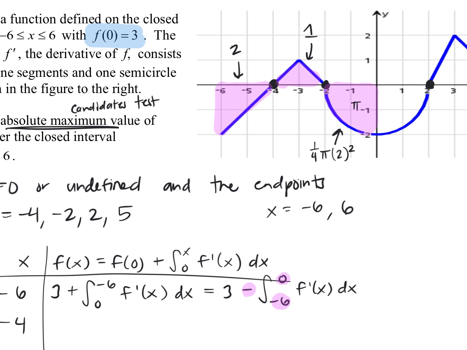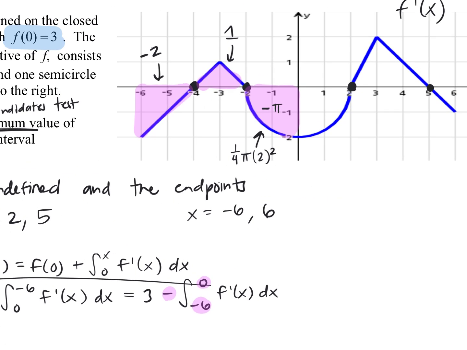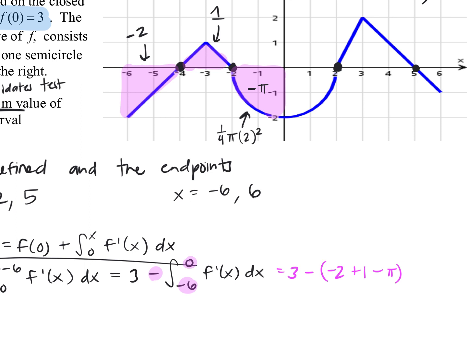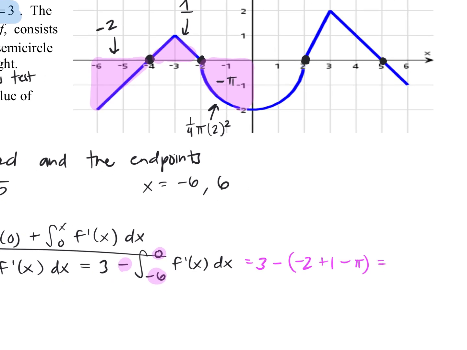Okay. Now, if it's below the x-axis, that area is negative that we're accumulating. And if it's above, it's positive. So if I plug this stuff back into my formula here, I've got 3 minus the entire quantity of all those things added together. So -2 plus 1 minus pi, which is all going to simplify to give me just 4 plus pi. I almost made a silly mistake there. 4 plus pi.